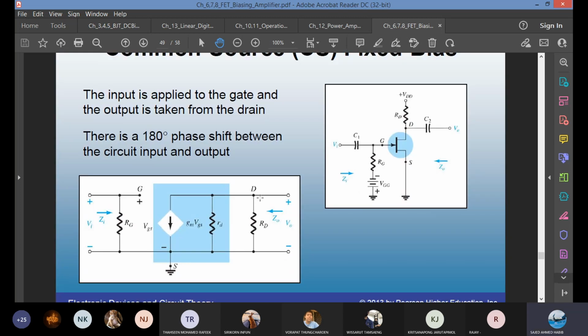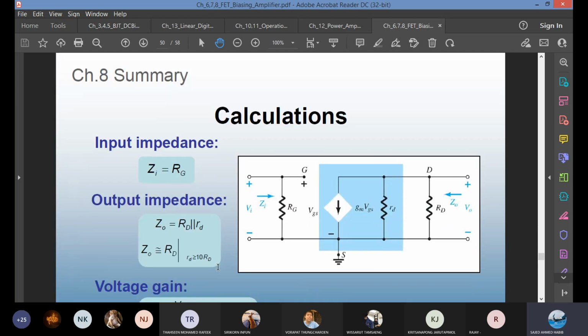This is the same idea. For all AC analysis, you short the capacitor, kill any DC source. Kill means you either ground it or short circuit it. If you short circuit one, this one, for example, it goes to the ground. VDD is killed. From D, RD is going to the ground. And then you put the model in the middle. You can calculate the input and output impedance parameters as well as the gain.